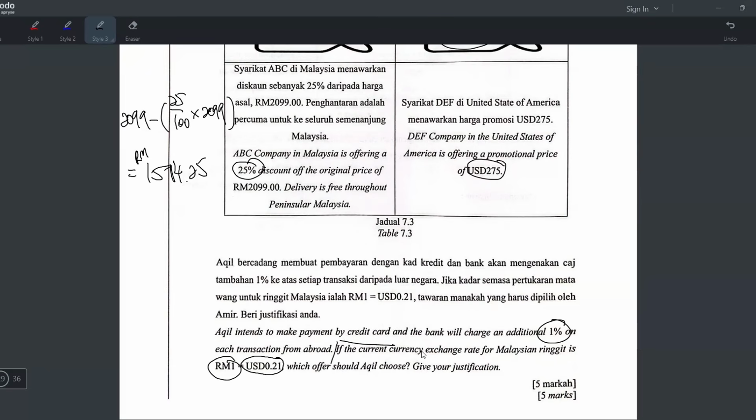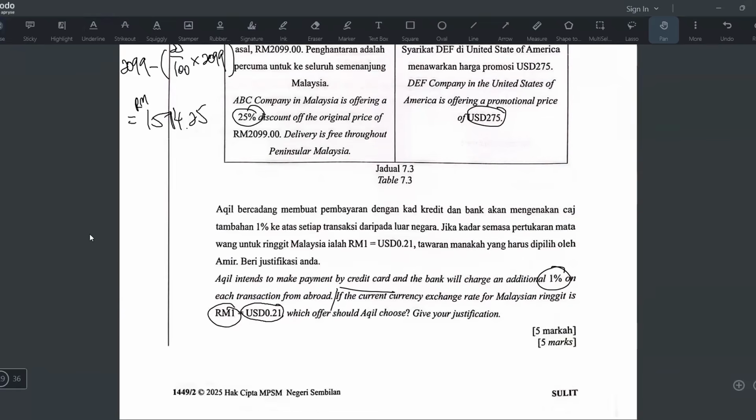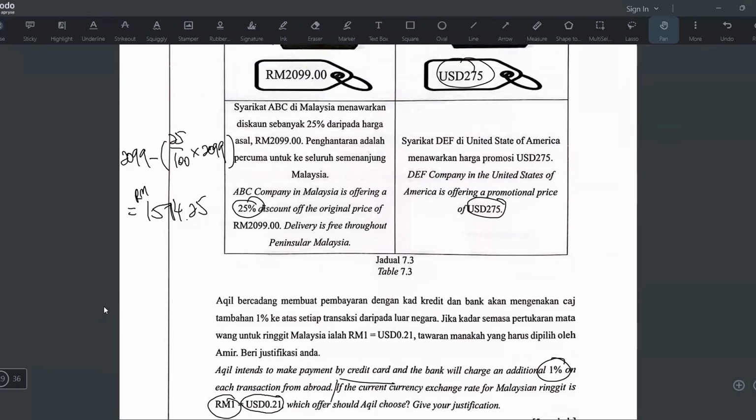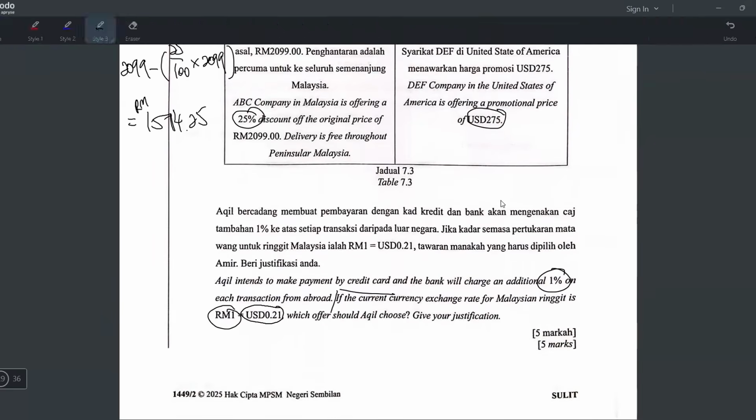Interesting. I think I have to find out the United States price in RM first, because we can't compare now. This is in RM currency, this one is USD currency, so I have to convert this to RM. There is a method to convert it, because it says here 275 USD, and 1 ringgit is 0.21. So to convert USD to RM, you have to divide by 0.21, but the other way around is times 0.21. So now USD 275, you have to convert to RM, so you divide by 0.21. Of course, this is not the answer yet, but let's just calculate this first. My calculator gives me 1309.52.